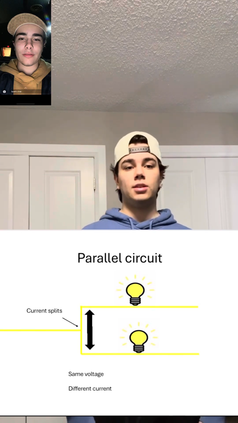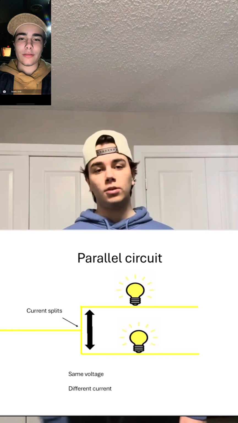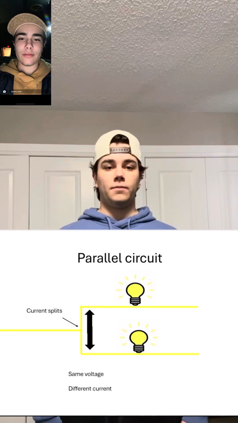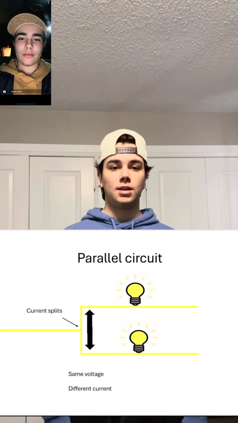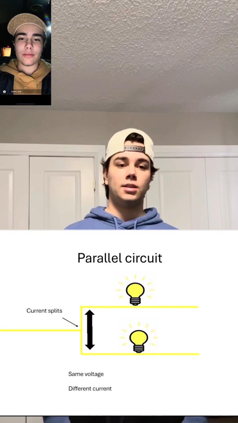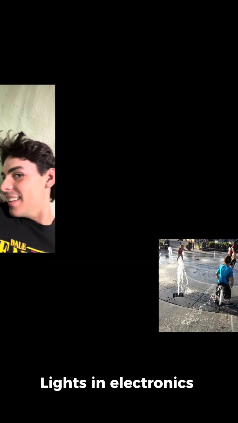So on the image you can see that the wire splits going to two different lights. So that means the voltage is going to be the same, but the current is going to split off at that point.